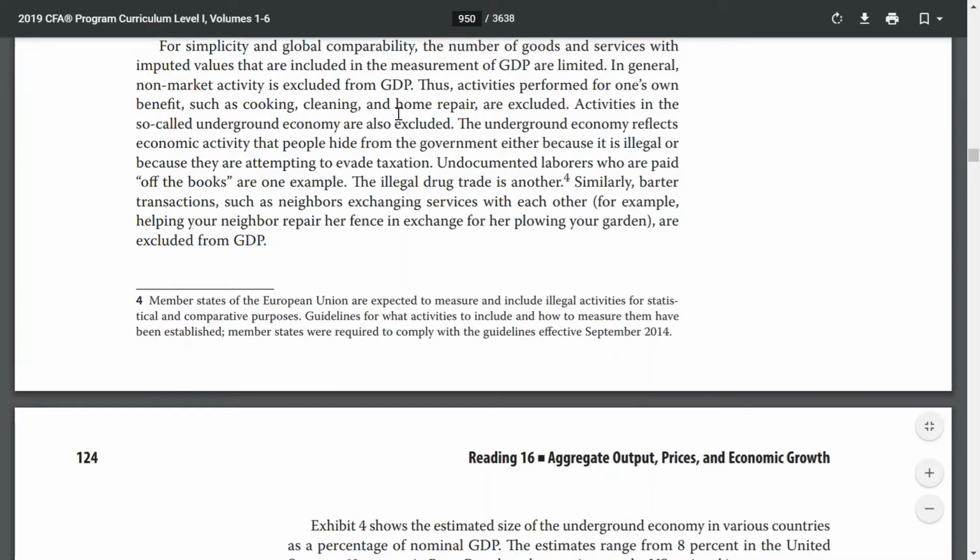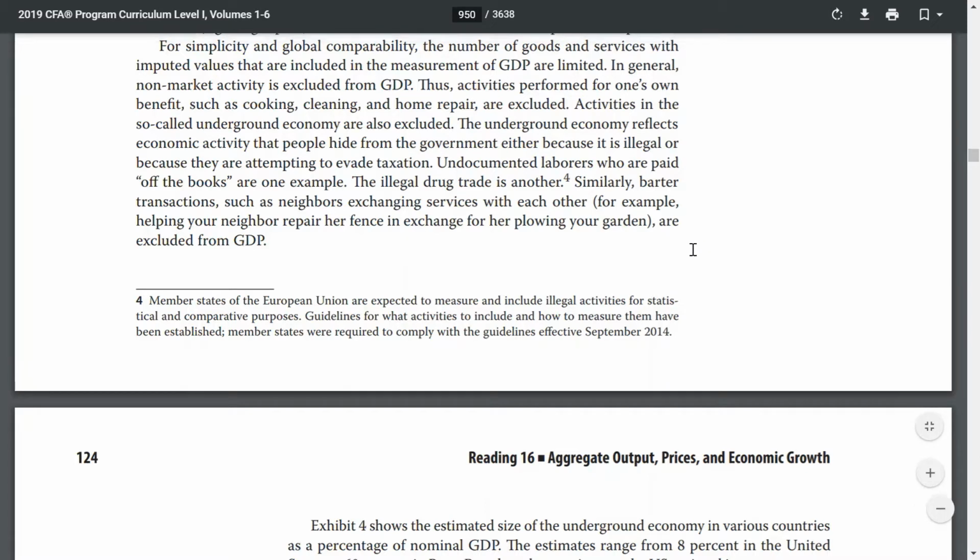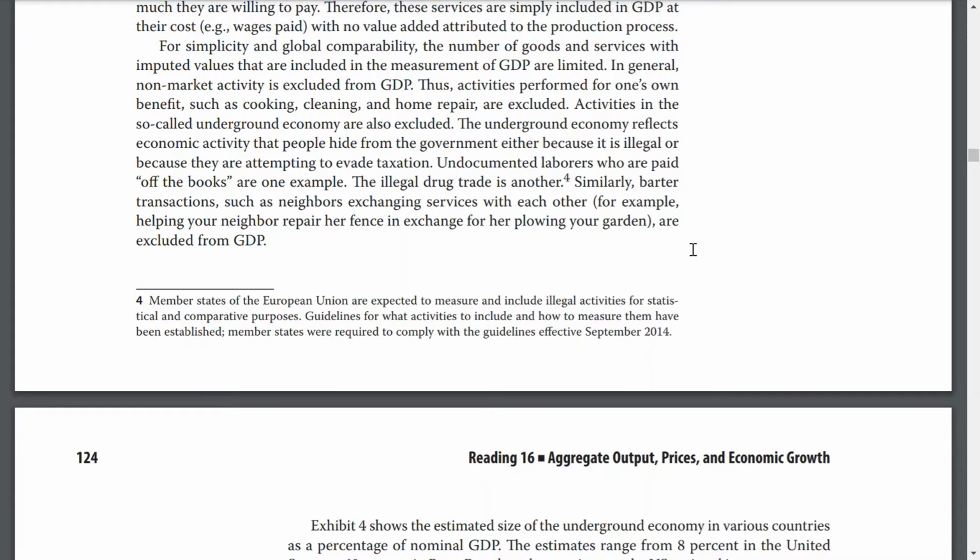For simplicity and global comparability, the number of goods and services with imputed values that are included in the measurement of GDP is limited. In general, non-market activities are excluded from GDP. Thus, activities performed for one's own benefit, such as cooking, cleaning, and home repairs, are excluded. Activities in so-called underground economies or black markets are excluded.